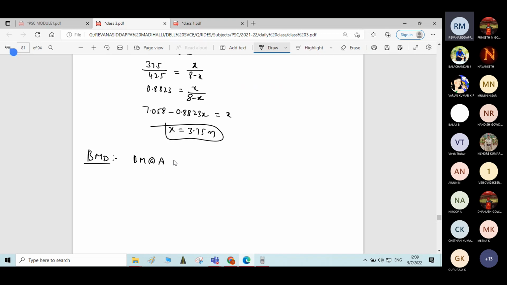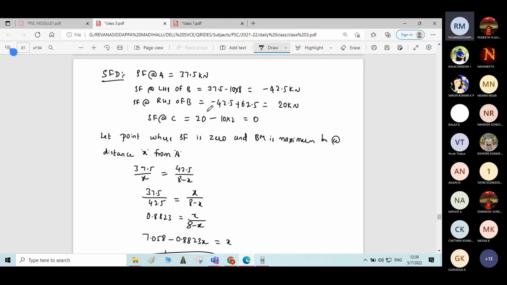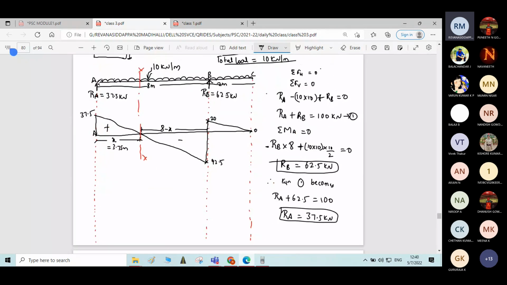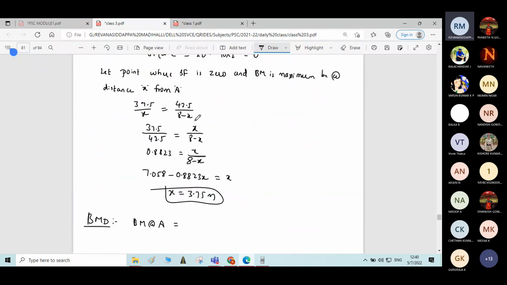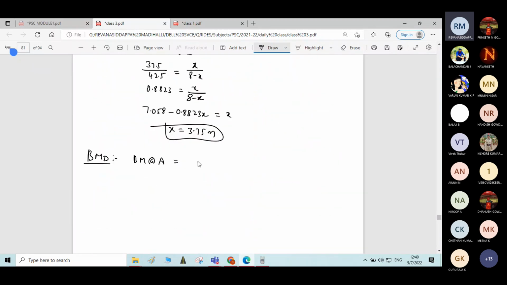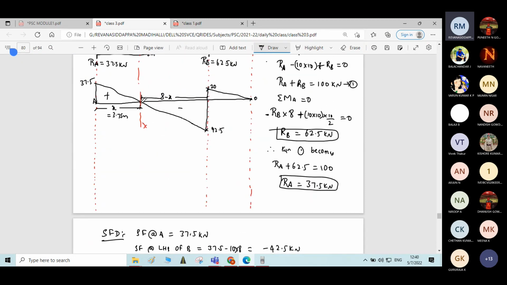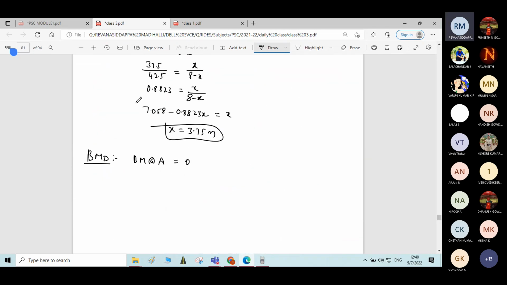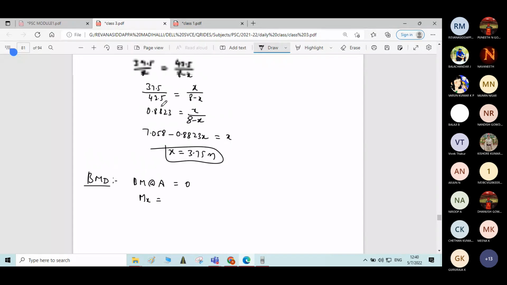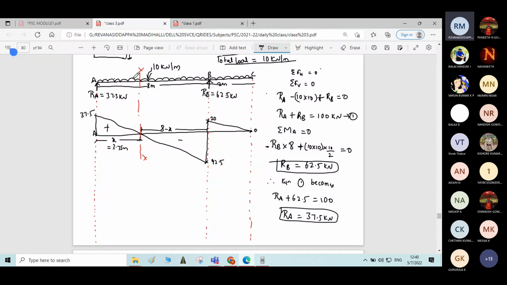Bending moment at A equal to how much? Bending moment at A is 0 because it's a simply supported beam. At a simple support, bending moment is always 0. Okay, then where else do we need to find bending moment? Bending moment at x equal to 3.75. At a distance of 3.75 meter, we need to find the bending moment.